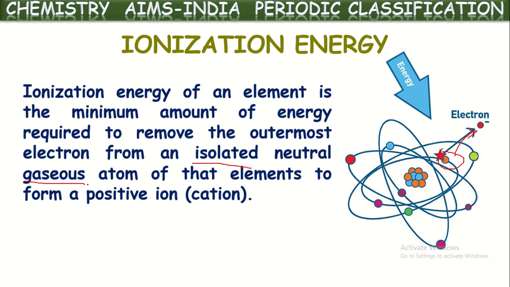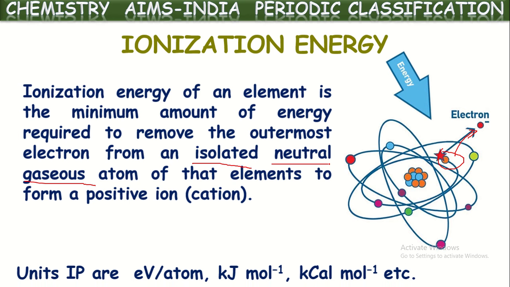And gaseous: that atom should first be converted into the gaseous state. Even though it is a solid or liquid, first it should be converted into the gaseous state, and then it should be in the neutral state. So in these conditions, the energy required by that atom for the removal of an electron from its outermost orbit is called ionization energy.